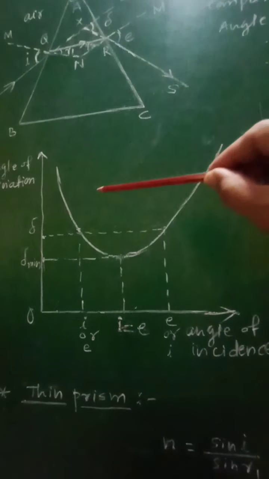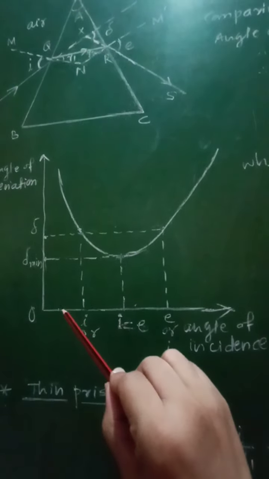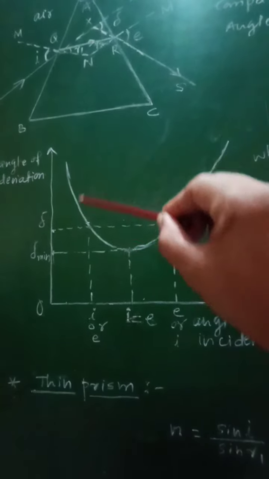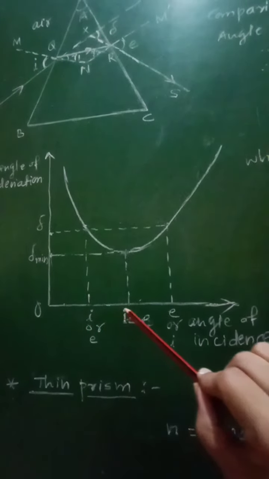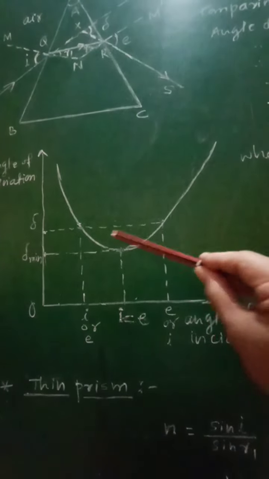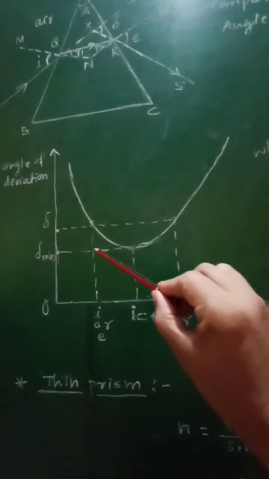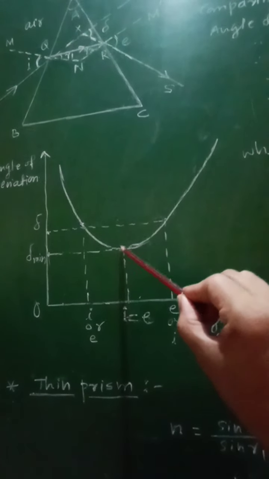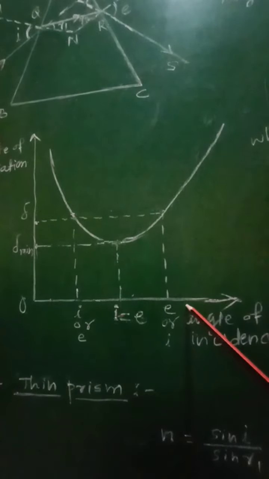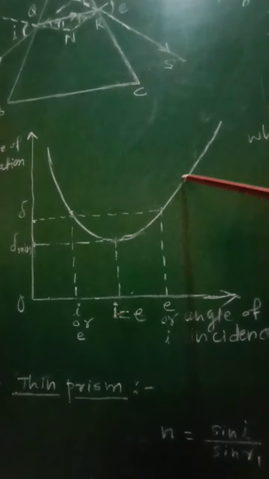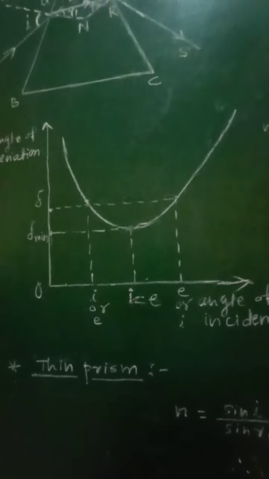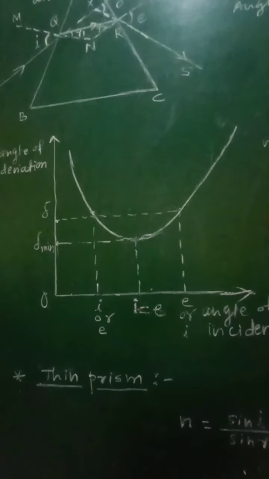Now from this it is clear that for smaller values of angle of incidence, the angle of deviation is large, and initially as angle of incidence goes on increasing, the angle of deviation goes on decreasing. At a particular angle of incidence, the angle of deviation will become minimum, it will reach its minimum value, and for further increase in the angle of incidence, the angle of deviation goes on increasing. But this curve is not symmetric, it is not the symmetric parabola.